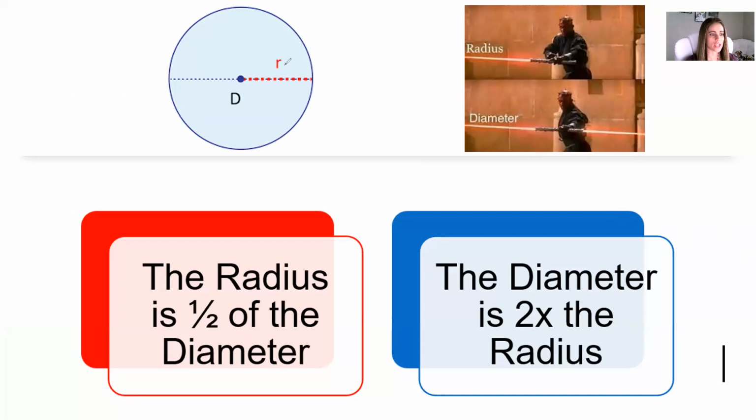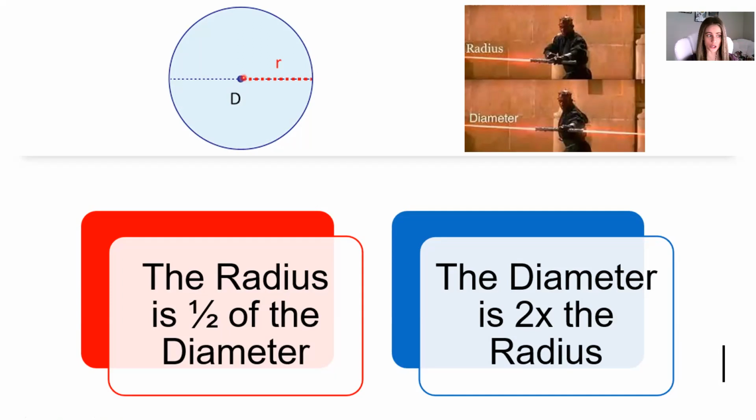When we have a circle, there are two potential measurements we will be using today. One of them is called the radius. So your radius is the red line here, the R, that starts at the center of the circle and measures all the way to one edge. So it's from the center to one edge.